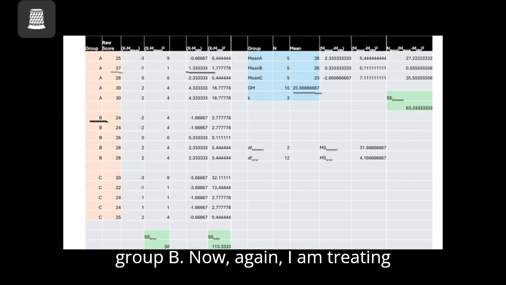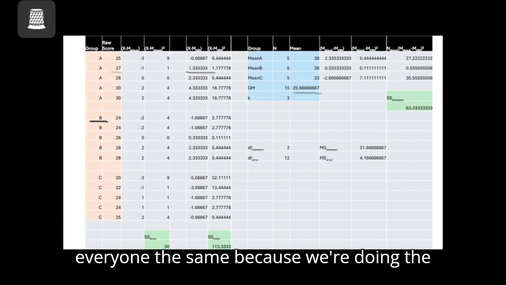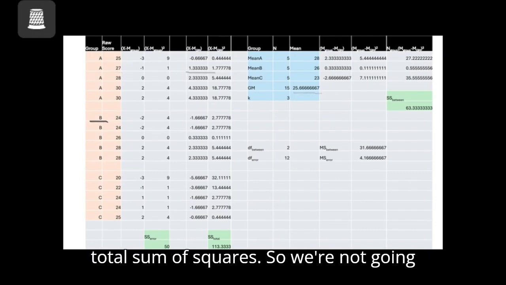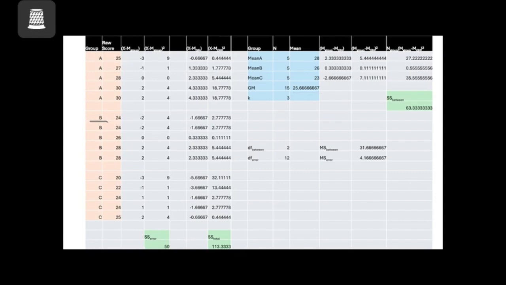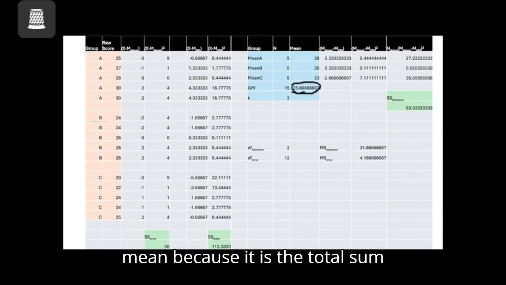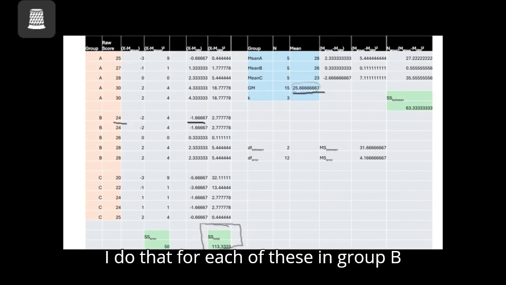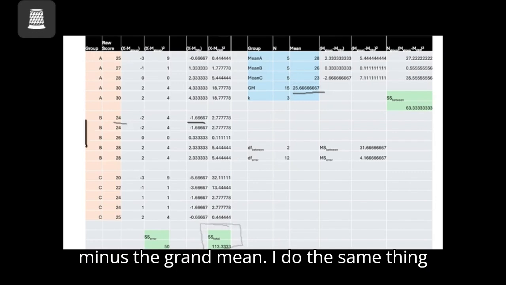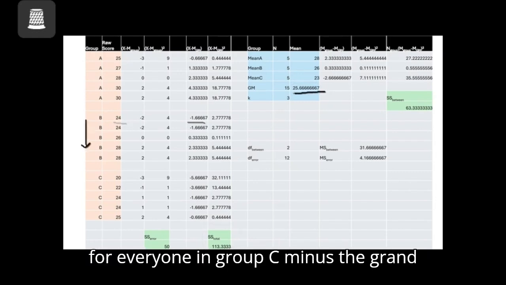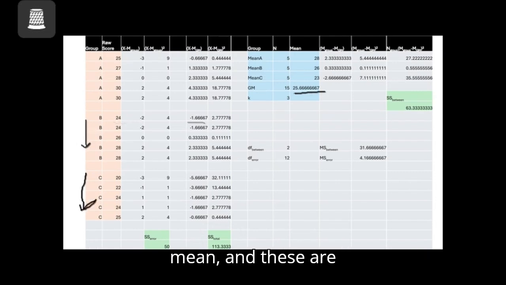Now, again, I am treating everyone the same because we're doing the total sum of squares. So we're not going to do it based on the group mean. We're doing everyone from this grand mean because it is the total sum of squares. So we're treating everyone the same. So 24 minus 25.6667, I get a deviation score of -1.6667. I do that for each of these in group B, minus the grand mean. I do the same thing for everyone in group C, minus the grand mean, and these are my deviation scores.